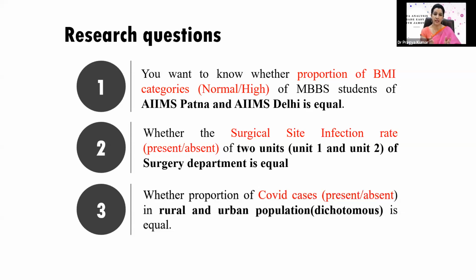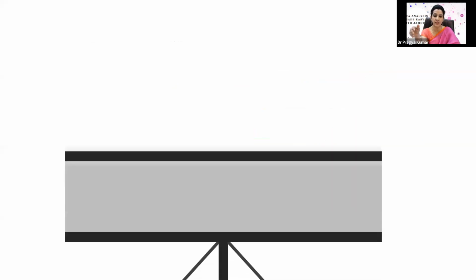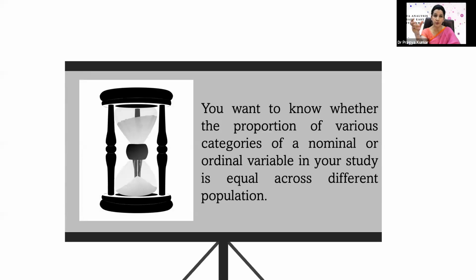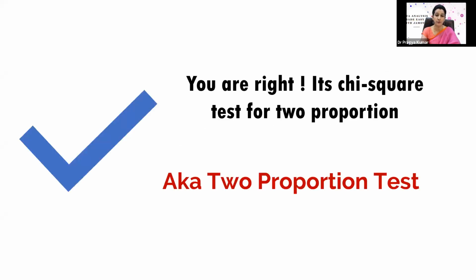So in all these three examples, you can appreciate that we are taking two independent samples from the beginning, and then we want to see the proportion of a particular outcome. And that proportion is also binomial. It is not into three, only two: the proportion of having something and the other will be not having. So in all these research questions, we want to know whether the proportion of the category of a nominal variable in our study is equal across the different populations or not. So the appropriate statistical test for such a research question is the chi-square test of two proportions, also known as the two proportion test.